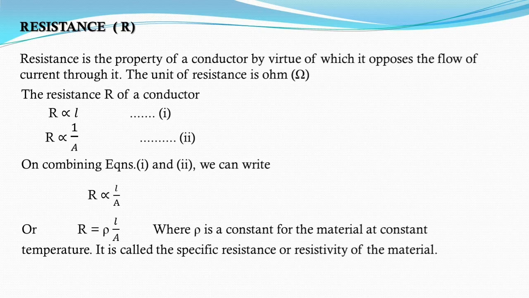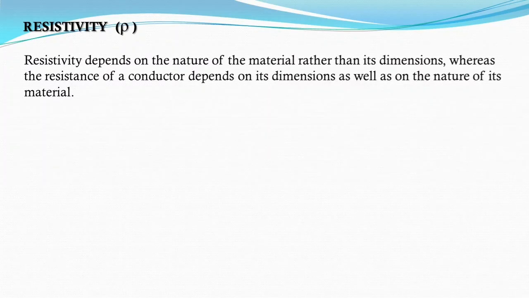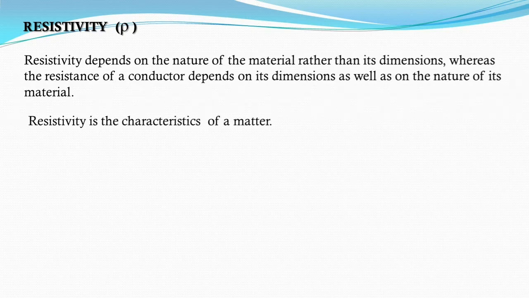Resistivity does not depend upon the physical parameters of the wire. Now what is resistivity? Resistivity depends on the nature of the material rather than its dimension, whereas the resistance of a conductor depends on its dimension as well as the nature of its material. So resistivity is the characteristic of a matter. It does not change with the change in dimension.